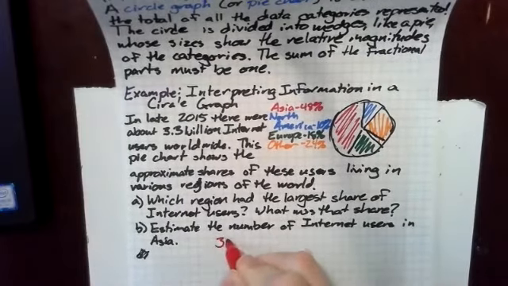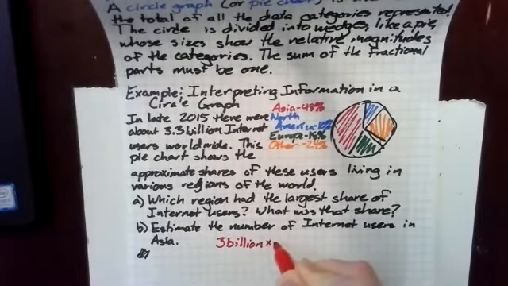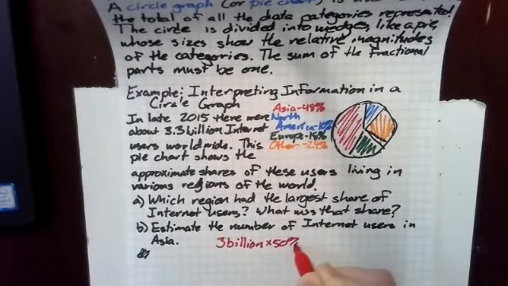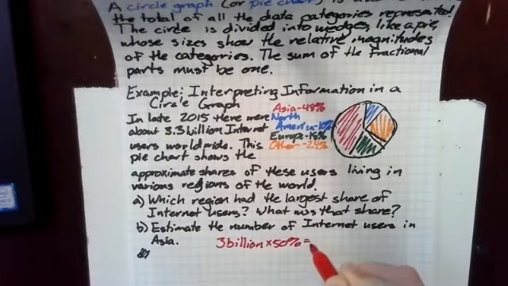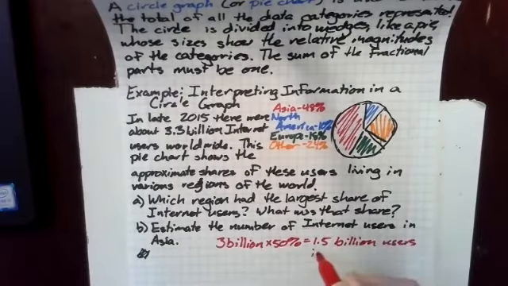3 billion times 50% is 1.5 billion users in Asia.